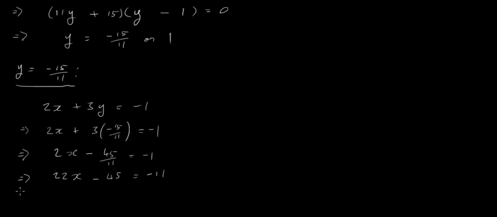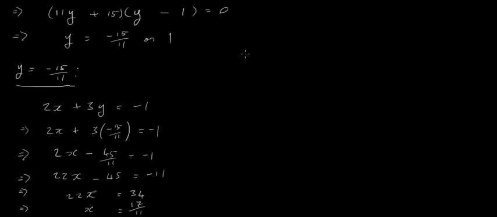Okay, so let's see what happens. So I end up with 22x is equal to minus 11 plus 45, so that'll give me 34 here. So here I'll end up with x is equal to 34 divided by 22, so that'll give me 17 over 11.